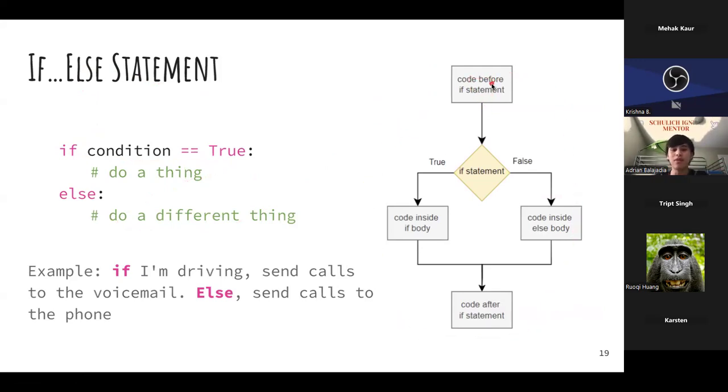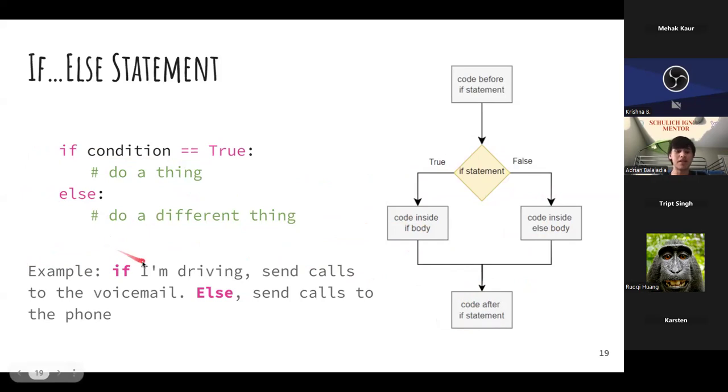So this is the code before the if statement, could be like up here. And then we have the if statement. If it's true, then we do the code down here inside the if body, and then we exit. We just do the code at the bottom. But if this if statement is false, we'll move on to the code down here, the code inside the else body.